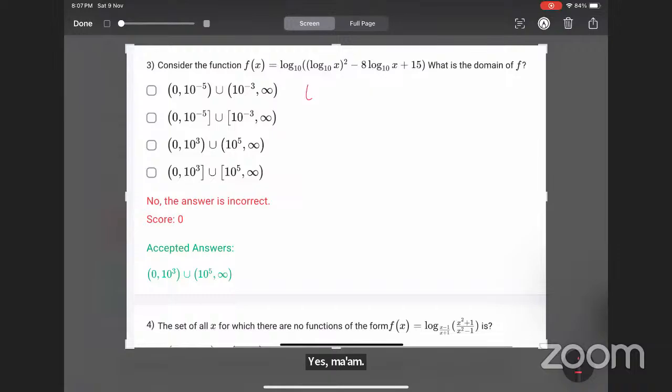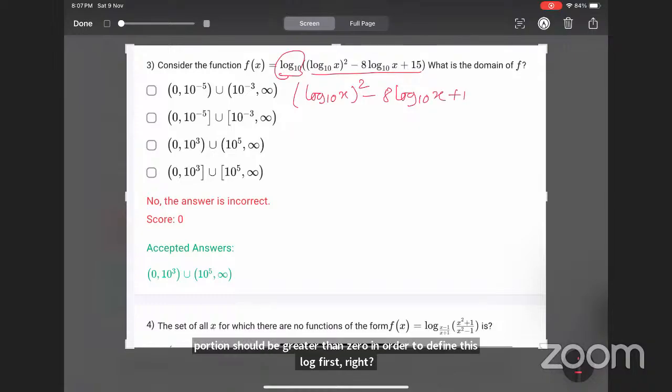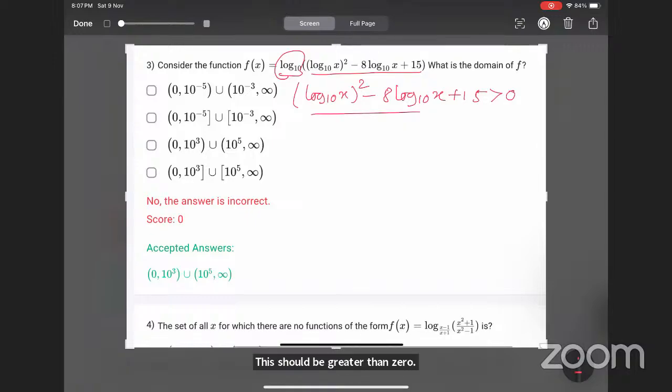So basically, this step all of you already know, right? That this portion should be greater than 0 in order to define this log first, right? Plus 15, this should be greater than 0, right? So, can we factorize this thing? Let us take p equals log 10x for simplicity. Then our new expression is p square minus 8p plus 15.